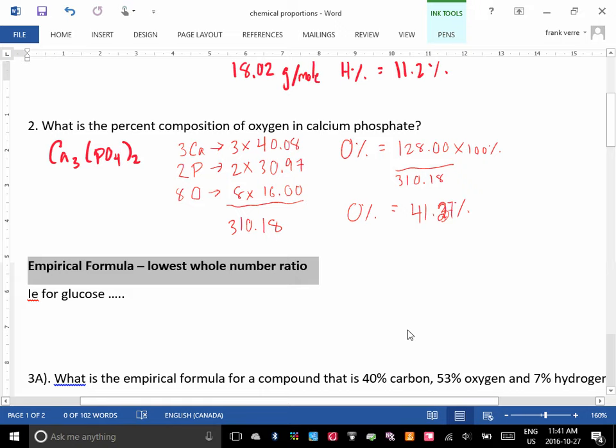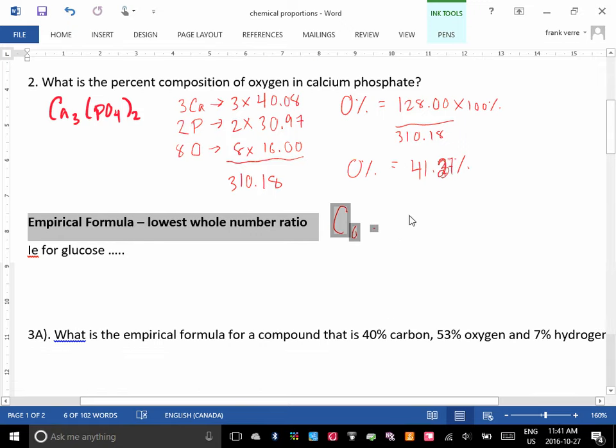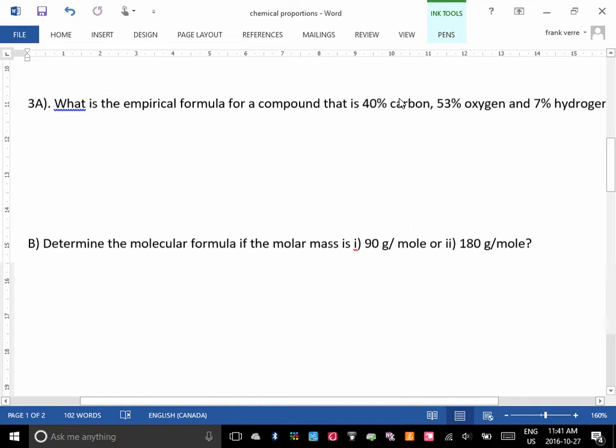Okay, so the molecular formula for glucose is C6. Well, what's going on here? Sorry. Why is it doing that? Okay.